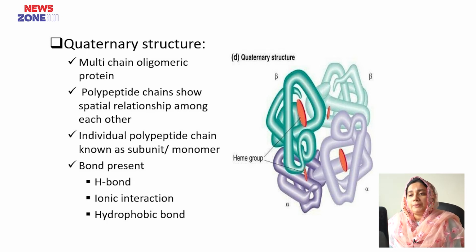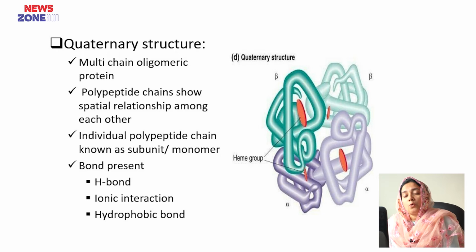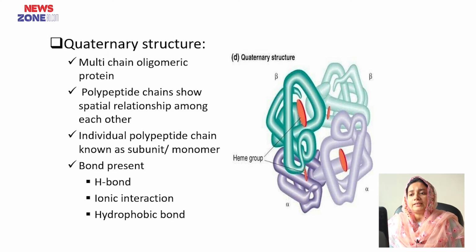So, the polypeptide chains show spatial relationship among each other. That means they have their own space to form this structural conformation, and each individual polypeptide chain is known as a subunit or monomer. Each polypeptide chain in the quaternary structure is known as a subunit or monomer form of this quaternary structure.